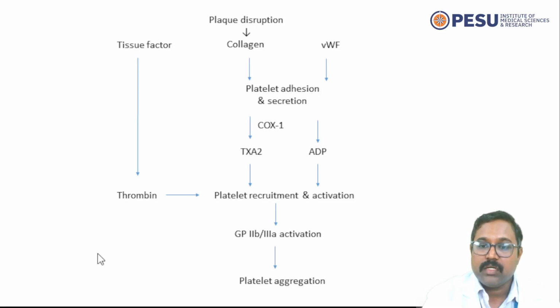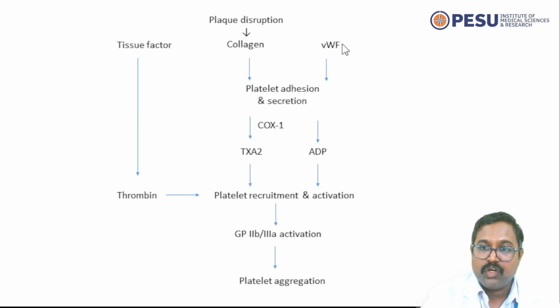So this is how platelet aggregation takes place, which involves plaque disruption, which activates the collagen, leading to platelet adhesion and secretion, which in turn leads to the activation of COX-1, which will activate the thromboxane A2 activity as well as the ADP, which finally leads to platelet recruitment and activation.